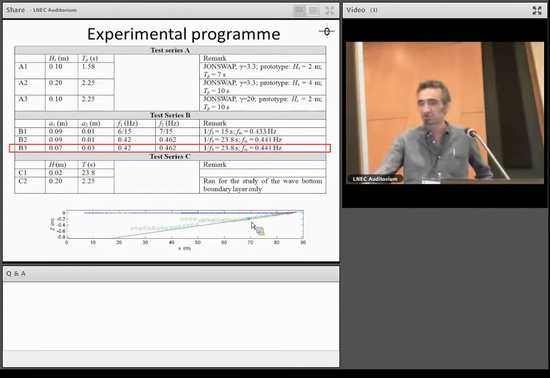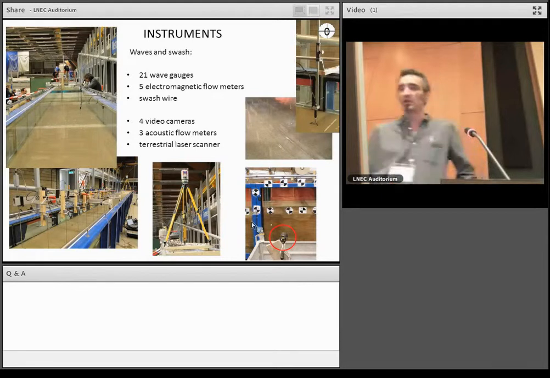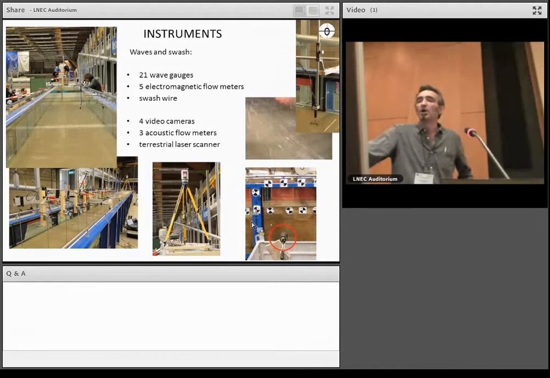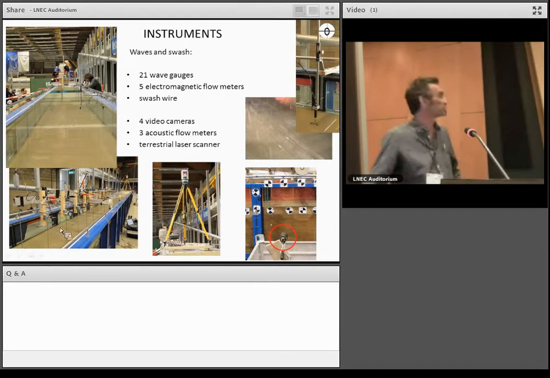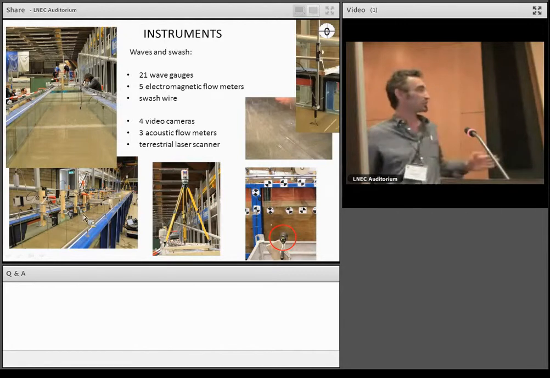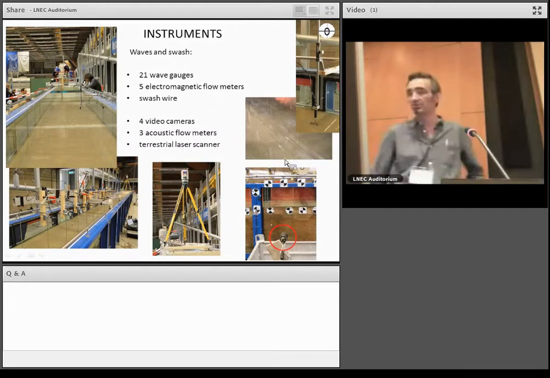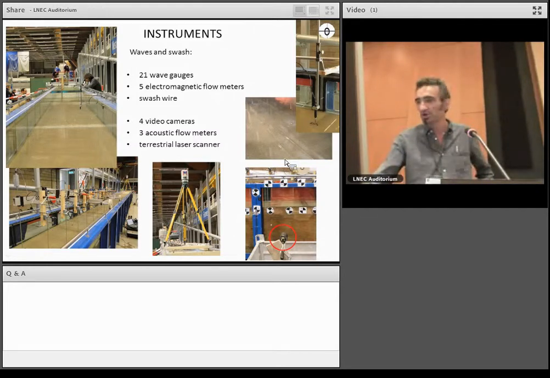We recorded experiments with two cameras installed on the top of the building and also from the side. And there was also a terrestrial laser scanner, so as to accurately measure the bed elevation, also to try to capture the bores coming up on the beach, as you can see here in this picture.